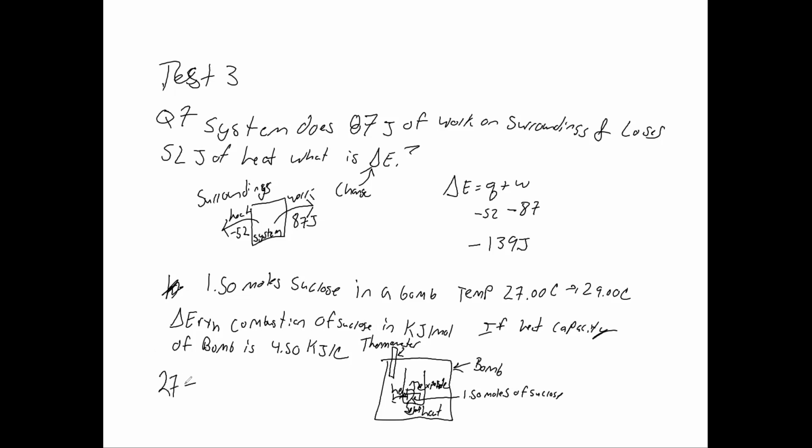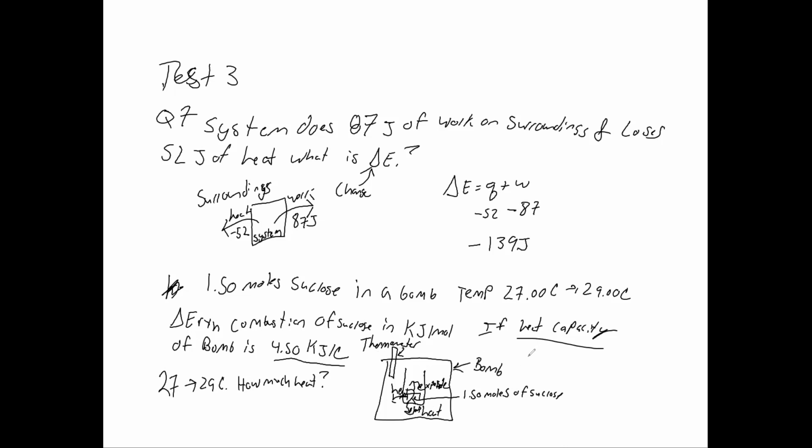So the first thing I need to ask myself is, okay, I just did an experiment. My temperature went from 27 to 29 C. How much heat is required to do that? How much heat was released by that? And that's where heat capacity comes in. Remember, heat capacity is how much energy you need to put in to raise the temperature of your object. So this 4.5 kilojoules per Celsius means that I need to put in 4.5 kilojoules of energy to raise the temperature of my bomb by 1 degree centigrade.